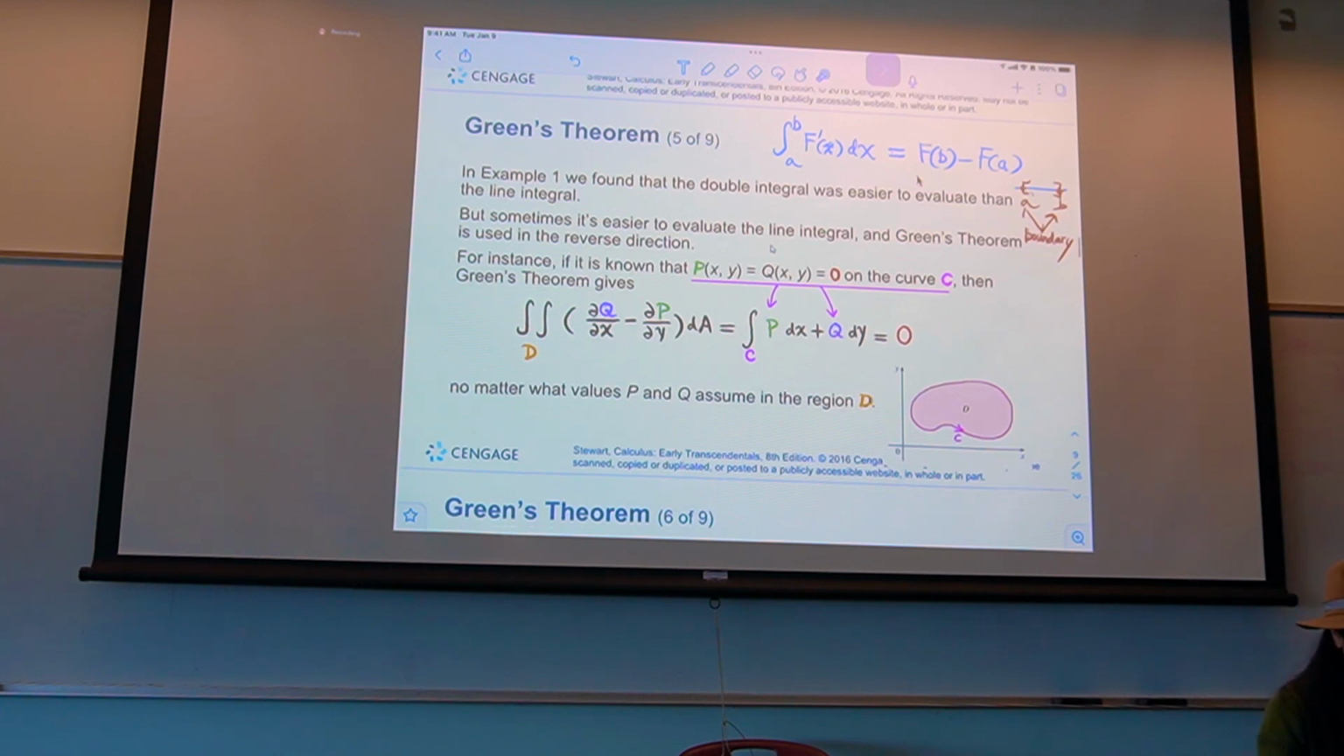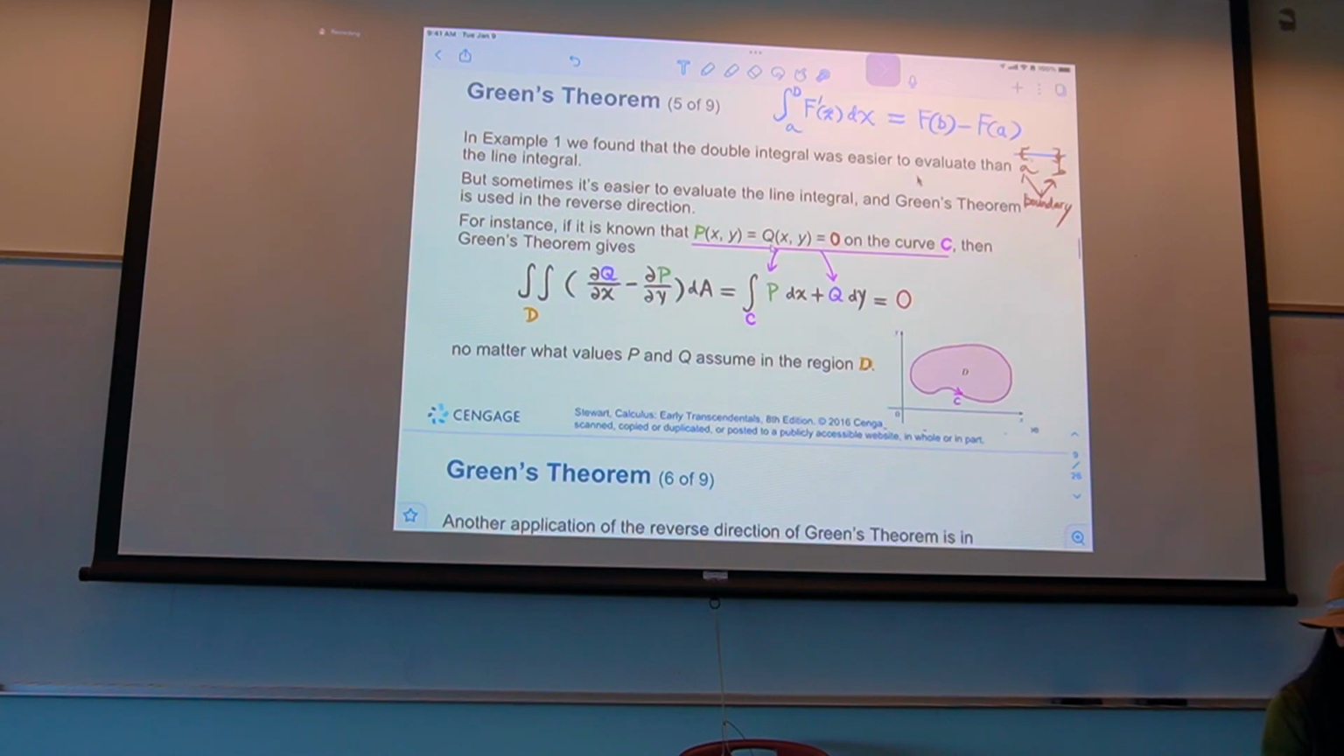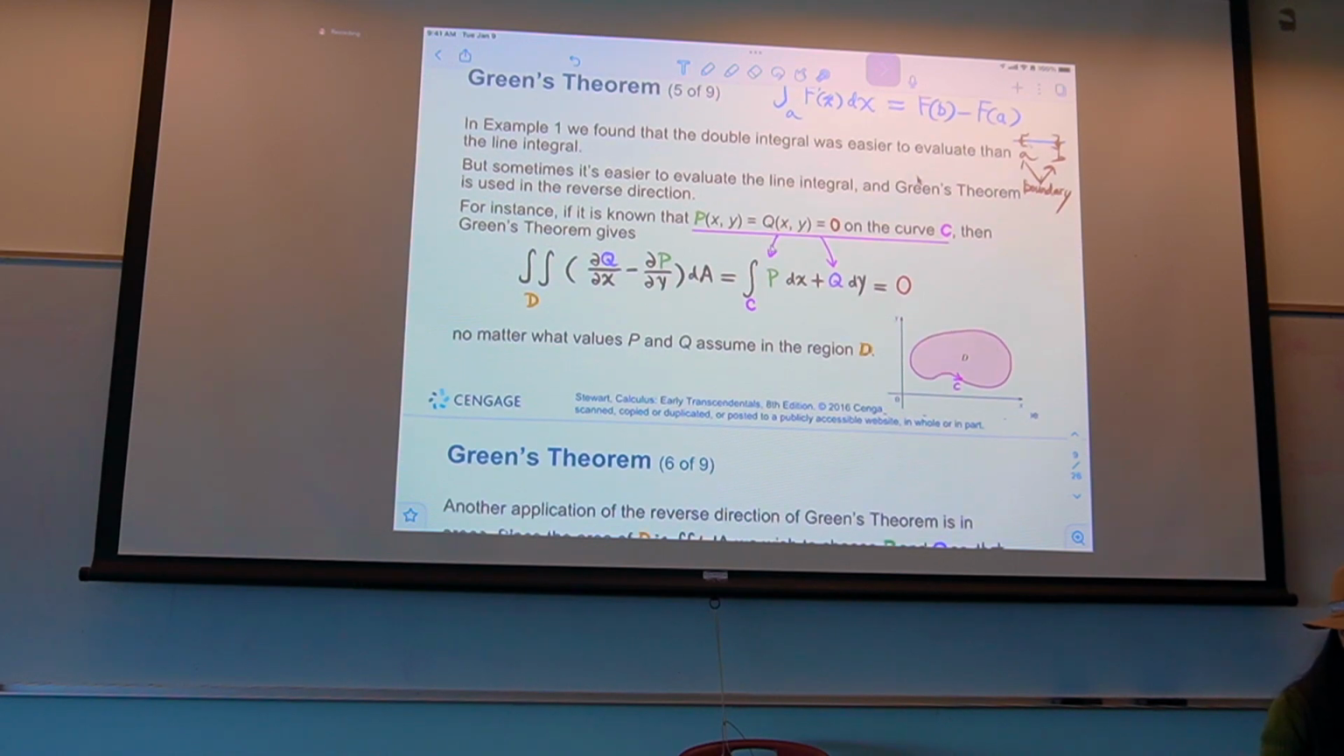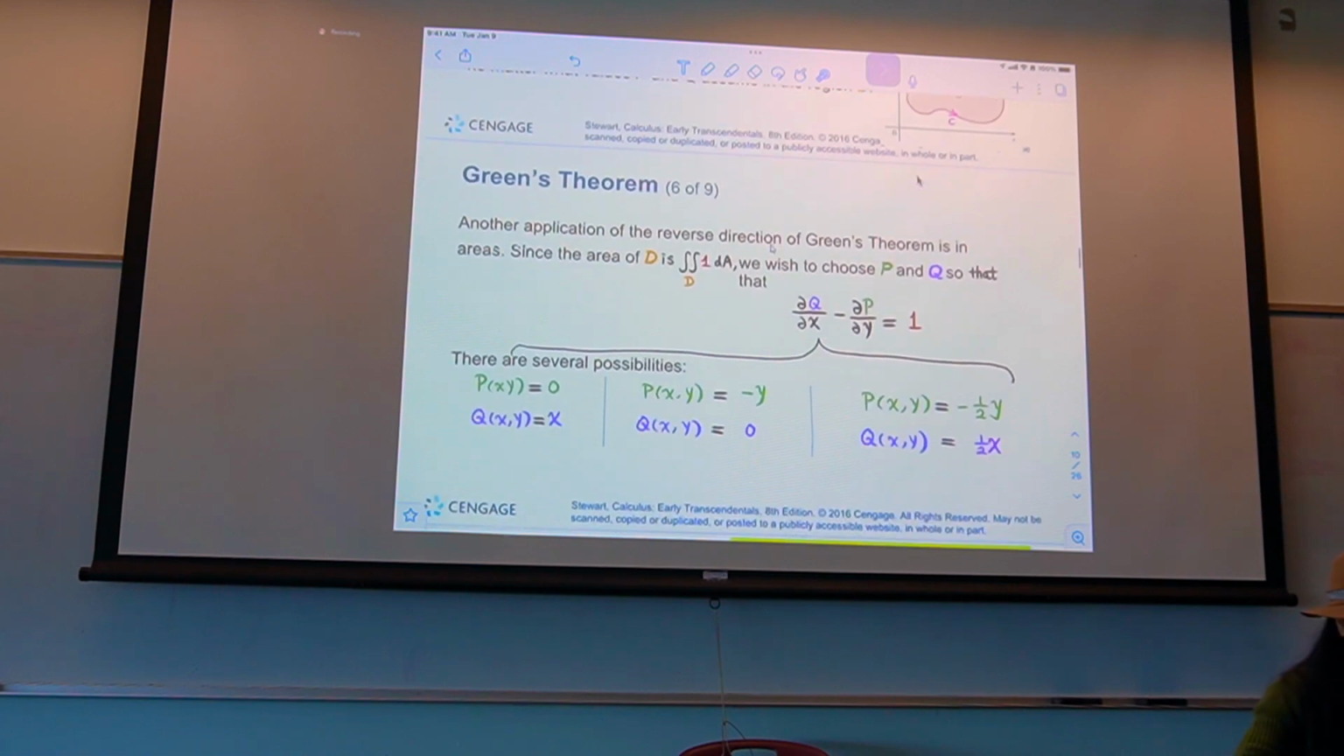Okay, so it depends on the boundary. Okay, that's one application of the reverse direction of Green's theorem: to calculate area. So we know the area of a region. How do we find the area of a region? We find the double integral of 1 over the region. Then we get the area of the region, right? Now last time we talked about this, right?